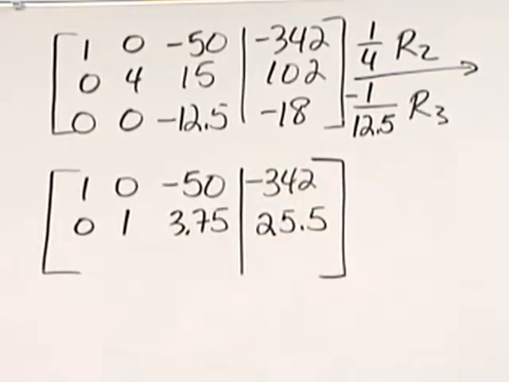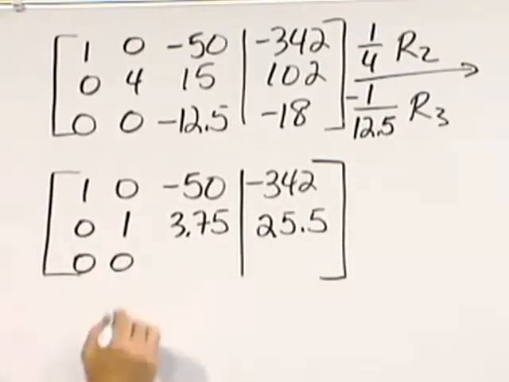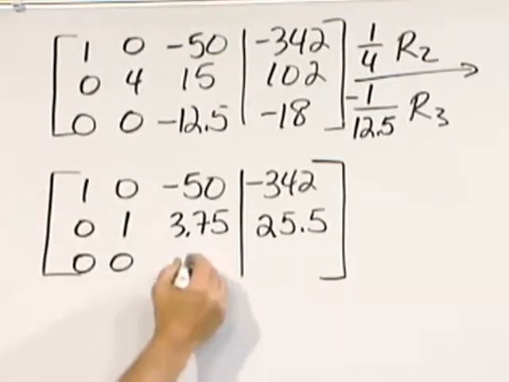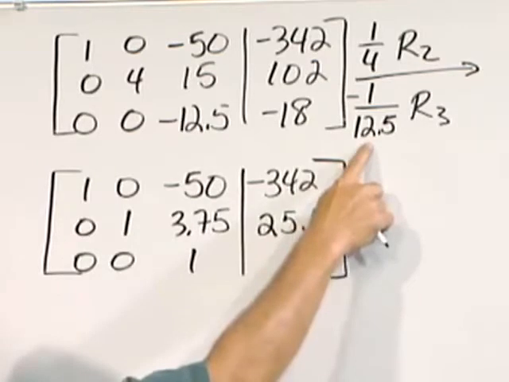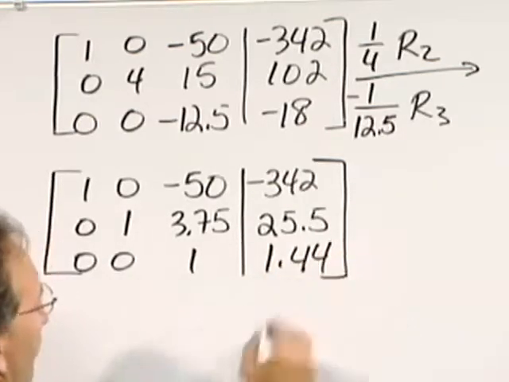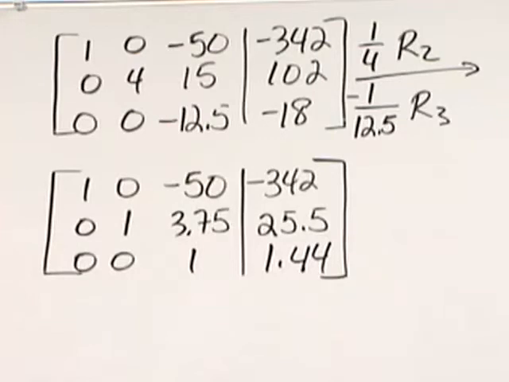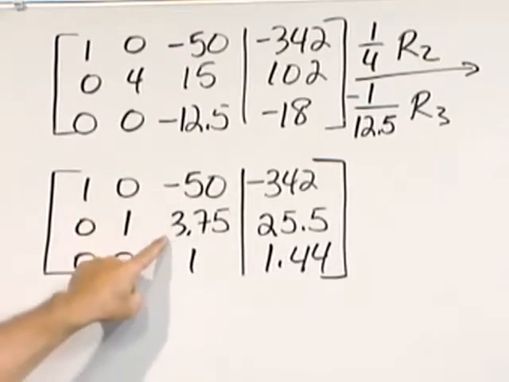And finally, for row number 3, we'll have 0 and then another 0 in those places. Then we'll have a positive 1 there. And now we need to multiply the negative 1 over 12.5 times the negative 18, and that's going to give us a result of positive 1.44.